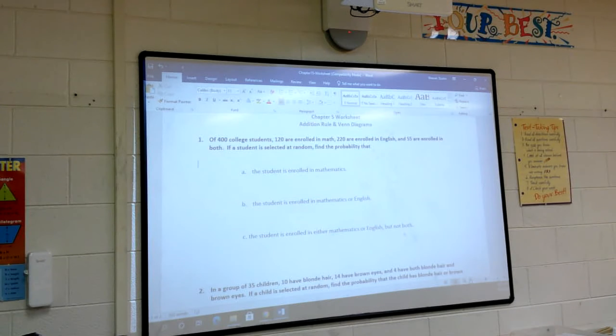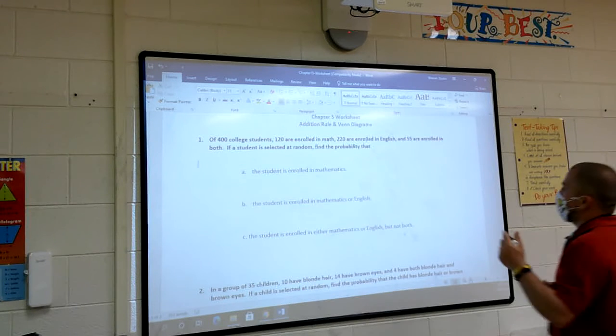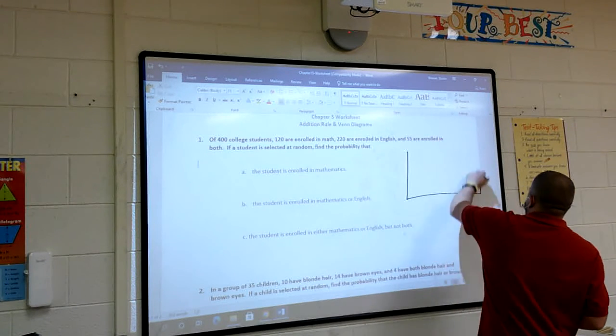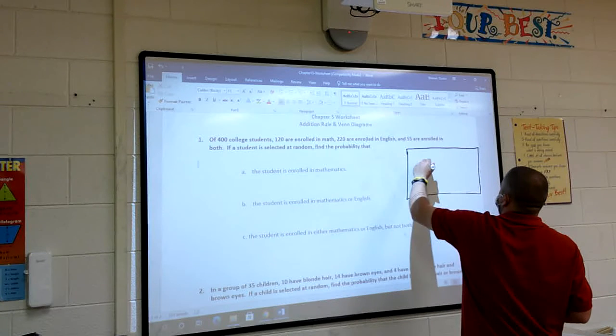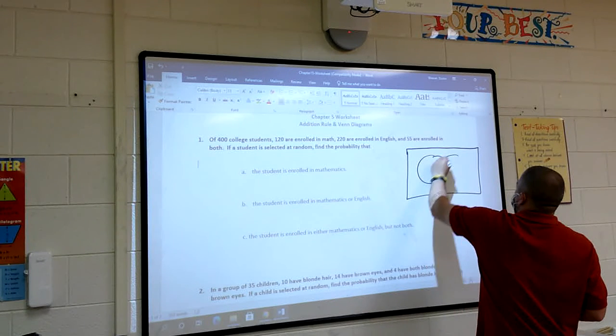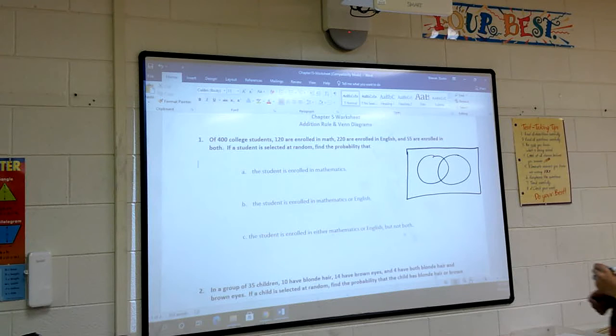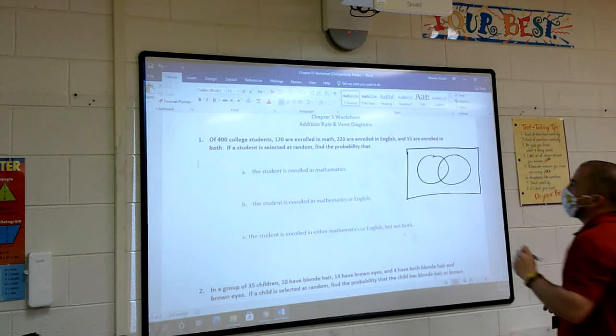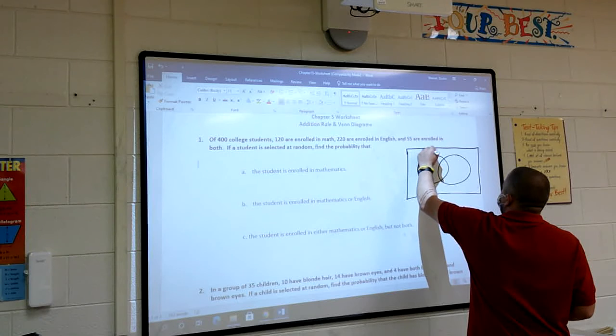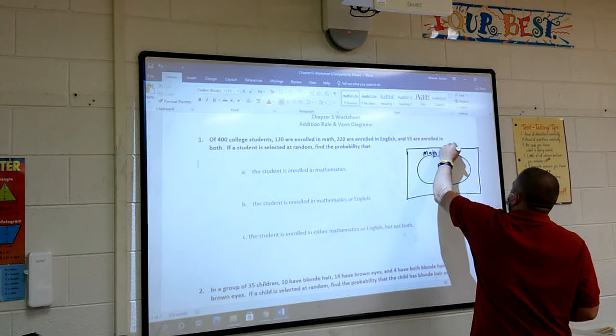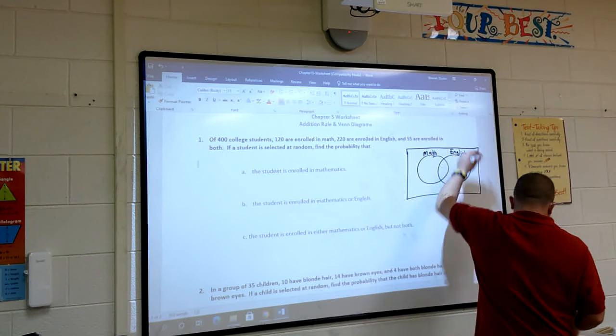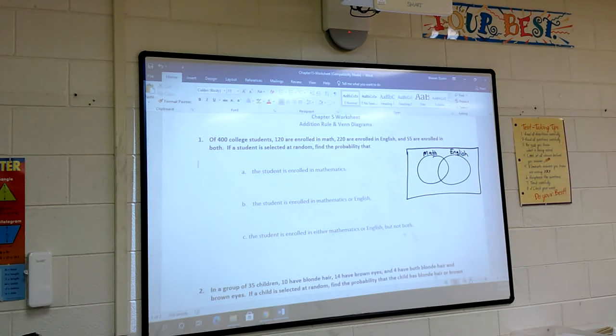So then all 7 questions, step 1, no matter what the questions ask, step 1 is to draw the Venn diagram. So you're going to draw your rectangle anytime you're drawing a Venn diagram, and then you're going to draw your 2 circles, and then label them. Make sure they're always labeled. So in this case, it would be math and English.